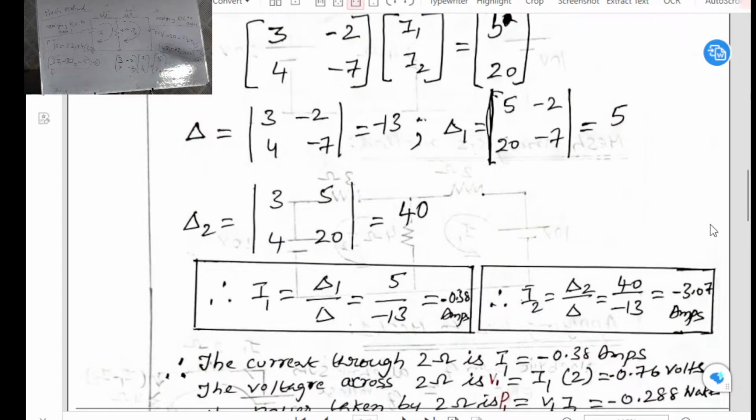Now I want I1: delta 1 by delta. I2: delta 2 by delta is equal to this answer. Now we got unknown currents or mesh currents. Once we got these answers, then we can go for the branch currents, voltage drops, power taken. Clear?